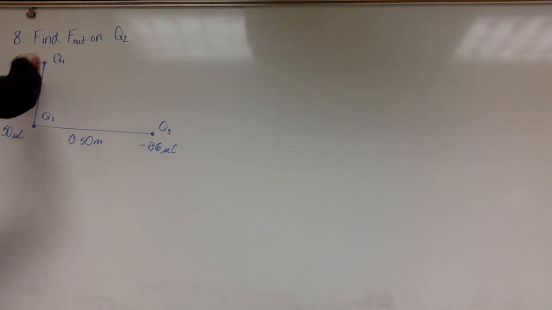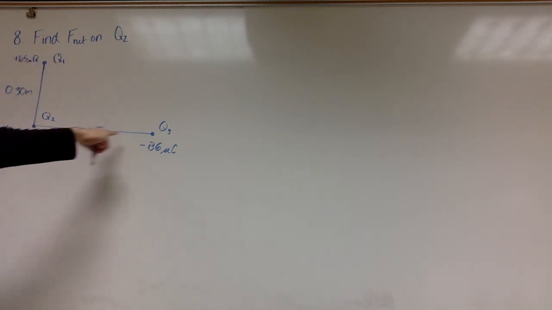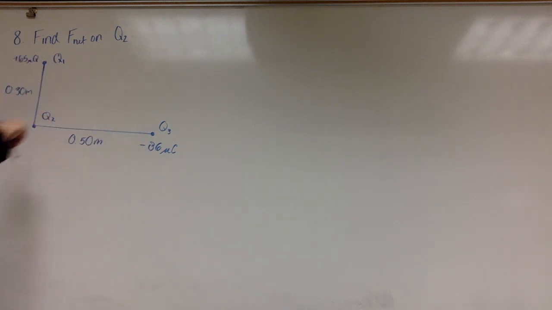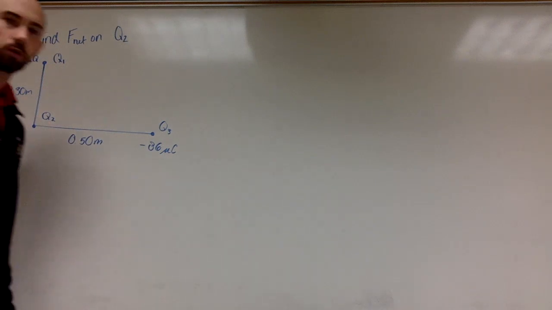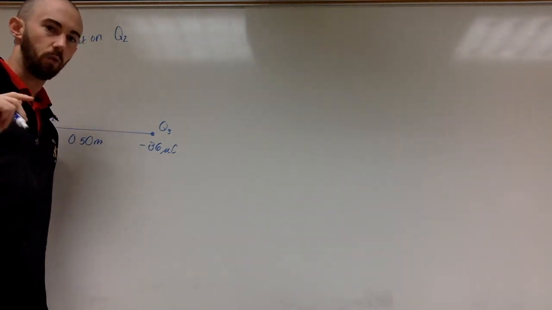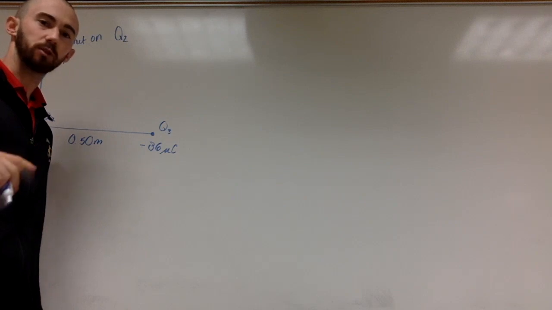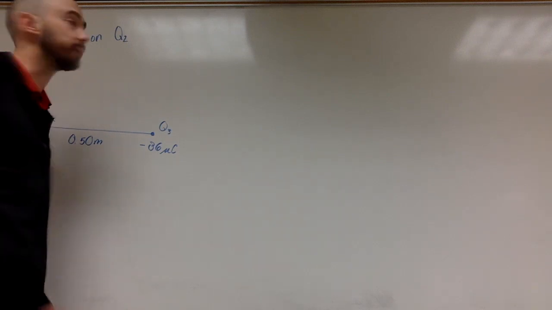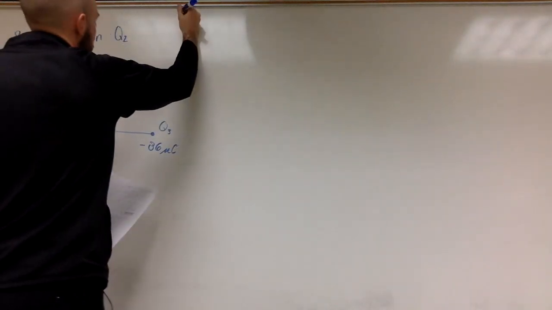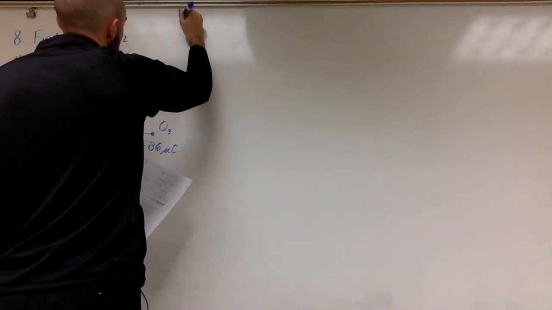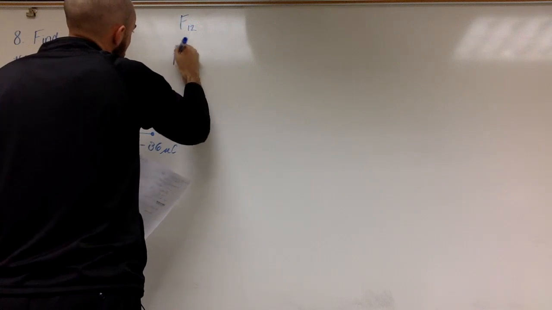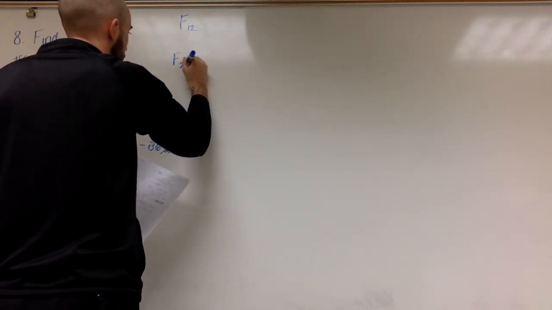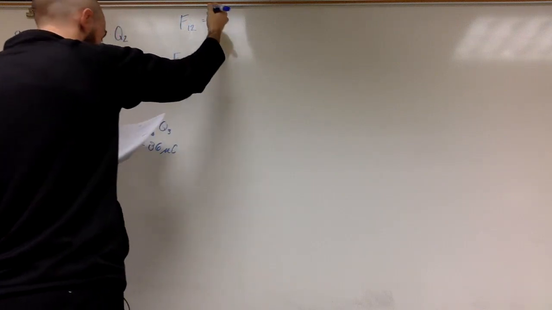I know these two are both positive, so this one should be pushing it down. This one's negative, this one's positive, so it should be attracted to the right. So I'm going to need two different things in this problem. One, an absolute magnitude, so how strong is the force, and then two, what direction is it going in. So to first find out the forces, I need to know what forces are on it. There's going to be a force between 1 and 2. There's going to be a force between 2 and 3. So let's solve for those.